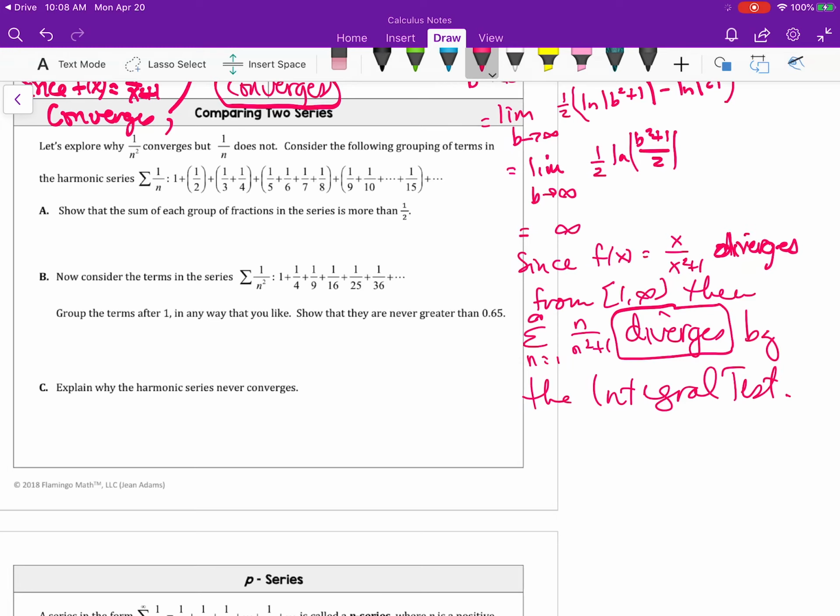Okay, so our answer is diverges. Okay. Comparing two series. Let's explore why 1 over n squared converges, but 1 over n does not.